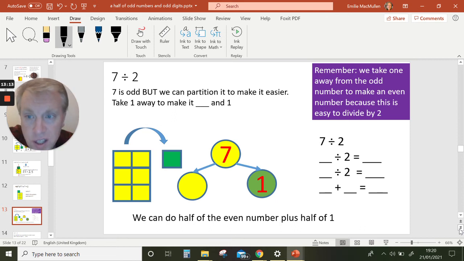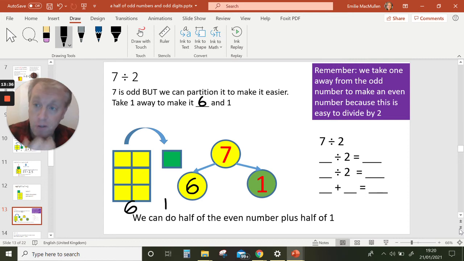Well, I hope you've paused the video. So what we can do is the 7 that there was, we split it into 6 and 1. So the 7 we've split into the 6 and 1. We take away 1 to make it 6 and 1.